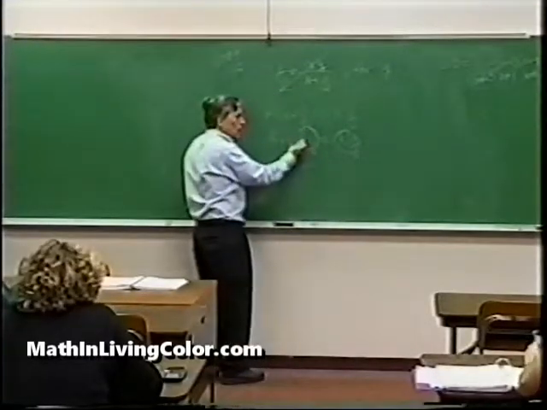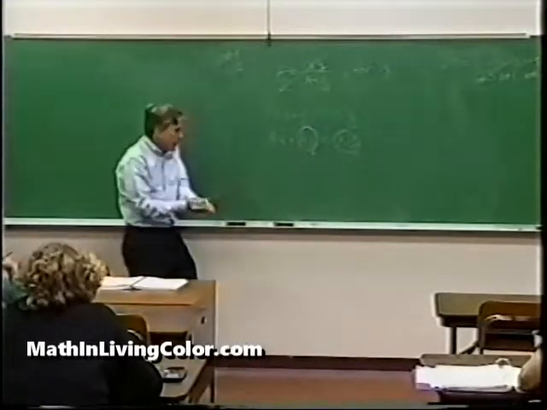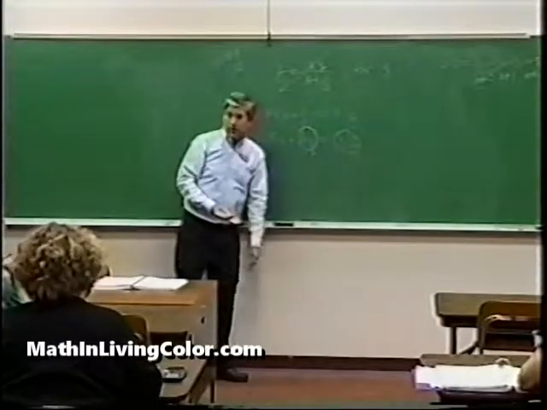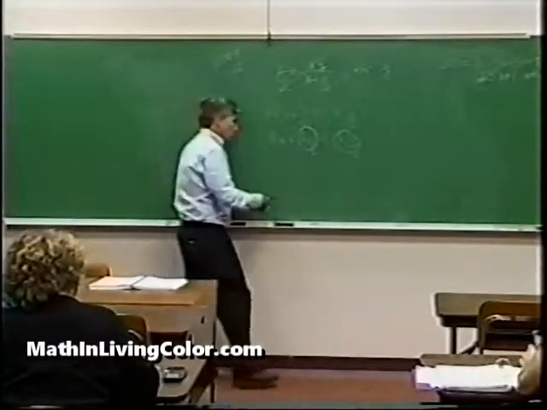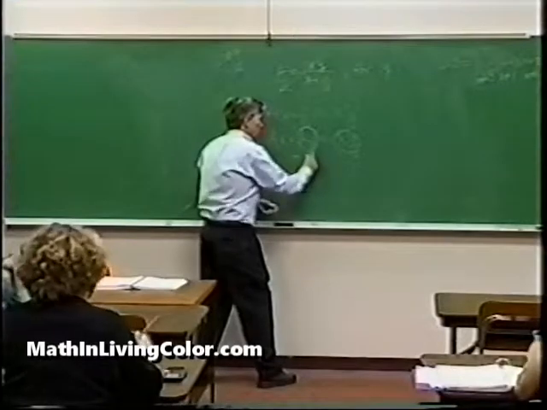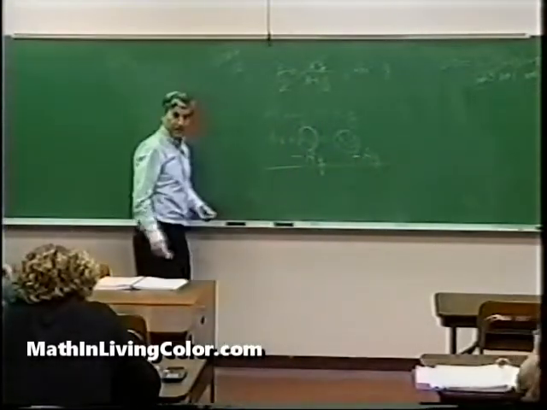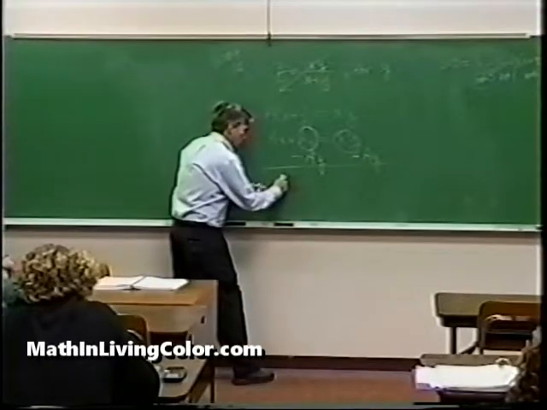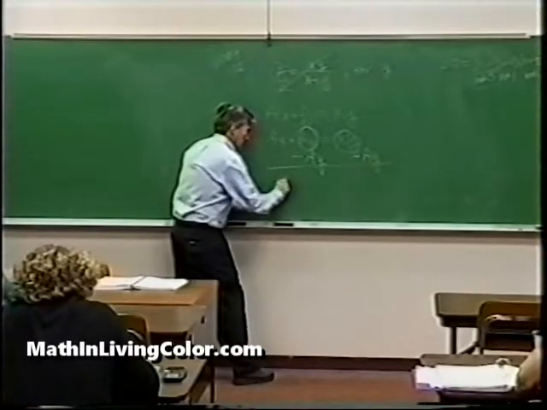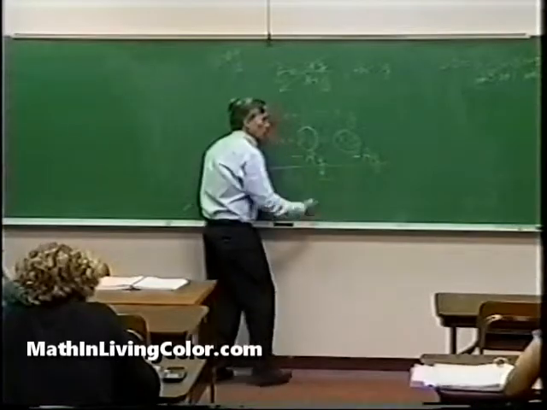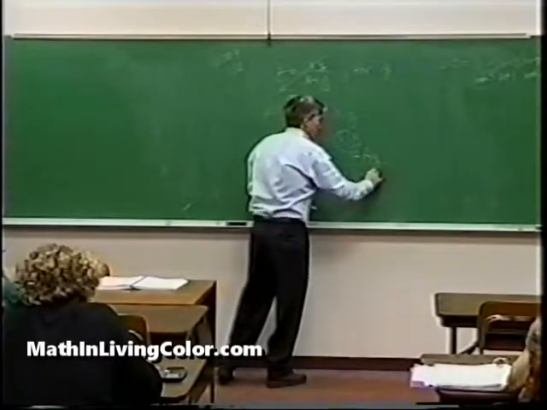We got to get the y on the same side. So we got to get this thing over there, don't we? So we'll subtract ay from both sides. And that would give you ax equals xy minus ay.